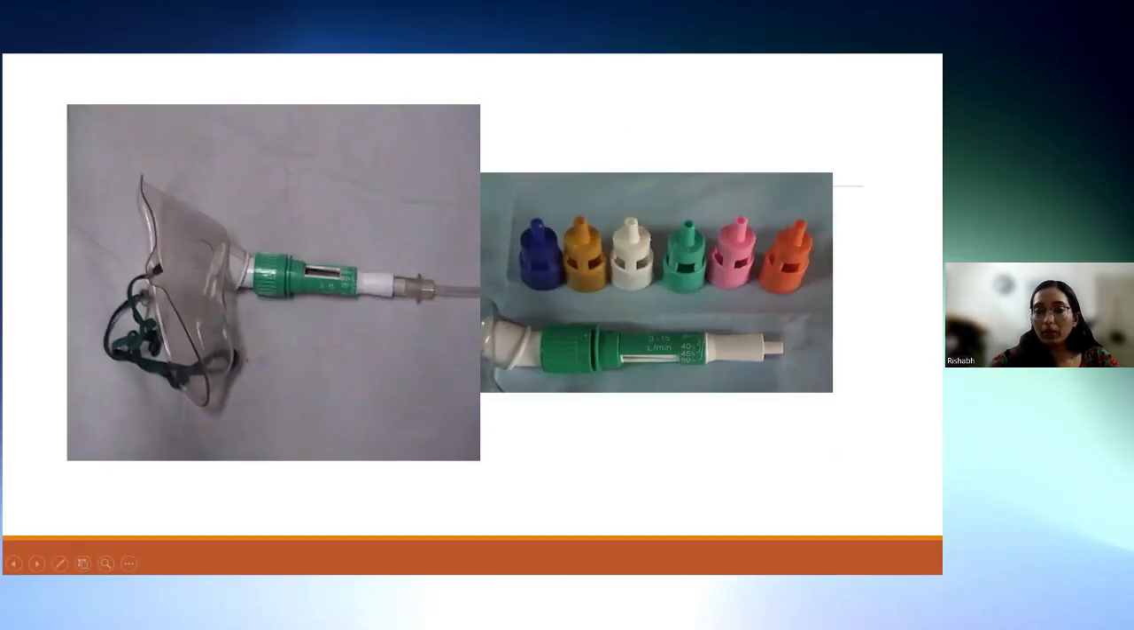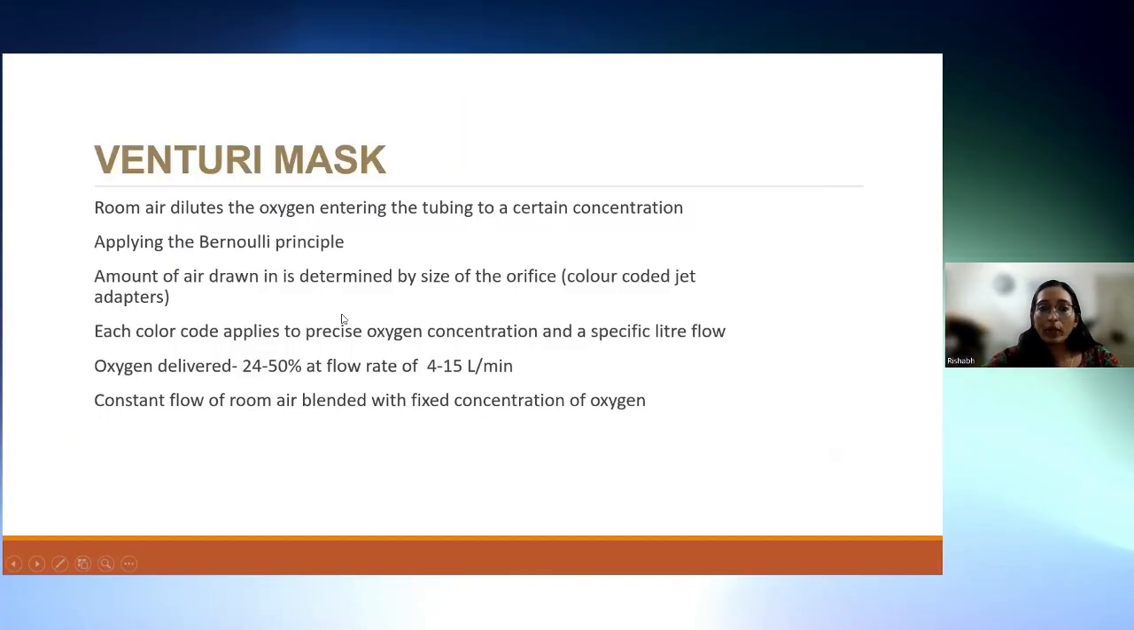So this is a venturi mask, and these are the jet adapters which are connected to it. So you can see that it has the flow of 3 to 15. Every adapter has a flow which is written on it, and the FiO2 that can be reached with different liters. So in the venturi mask, basically what happens is the room air dilutes the oxygen entering the tubing to a certain concentration.